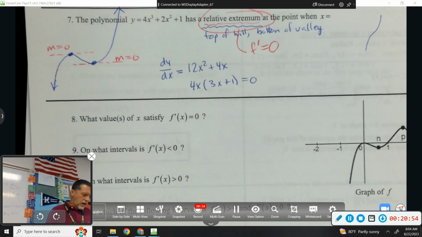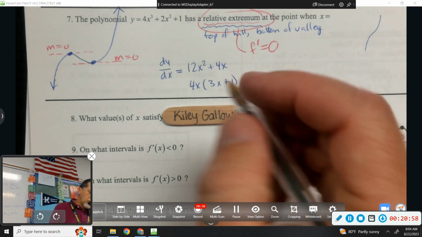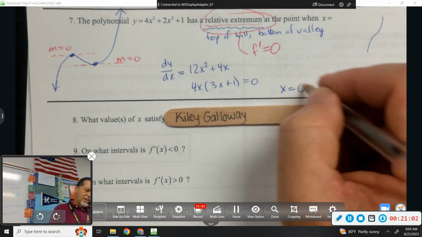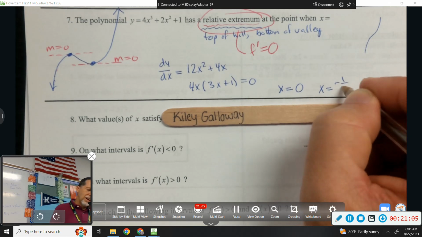And then set both of those equal to 0. So Kylie, what are my 2 answers? Get you the algebra question. 0. Okay. -1. Very nice.